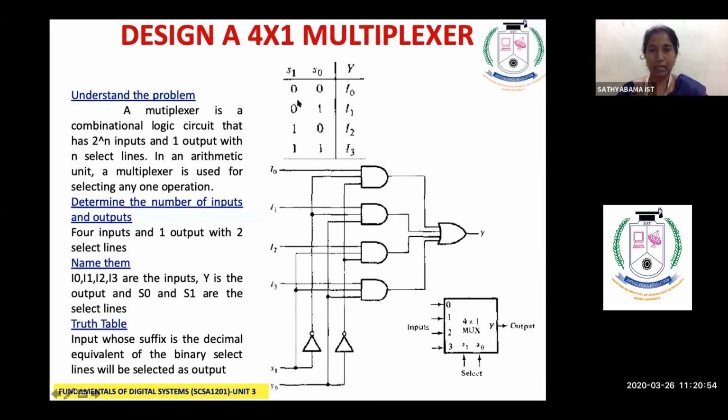S0 dash, S1 dash; S1 dash, S0; then S1, S0 dash; S1, S0. Then all of them are connected to an OR gate. Why are they all connected to an OR gate? If you see, suppose I want to select I1. If I want to select I1, what do I have to do? S1 should be 0, S0 should be 1.